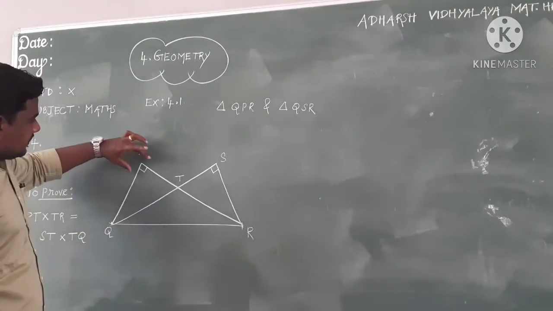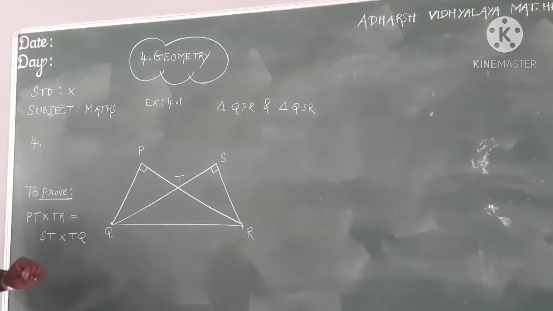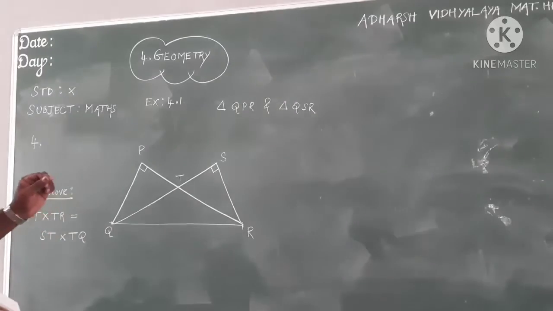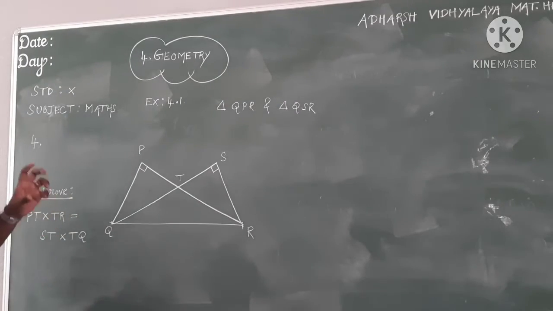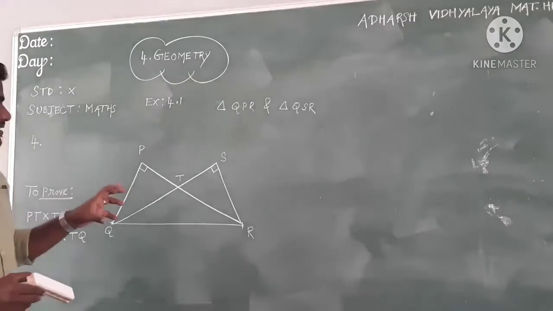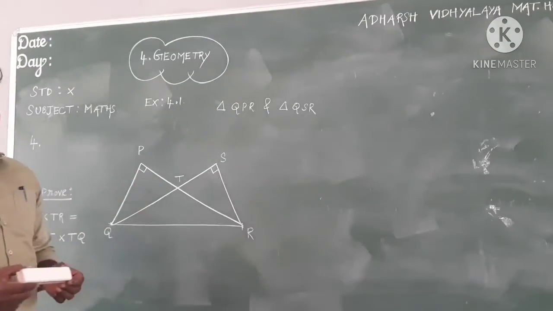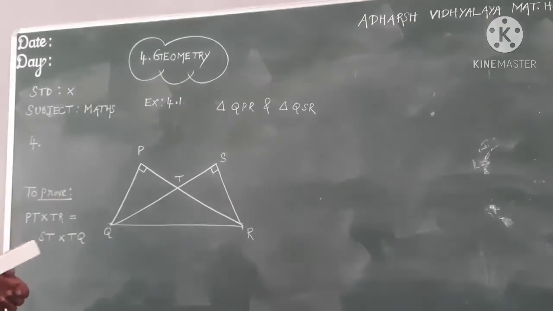Actually, here a right angle is given, so better we can use the Pythagoras theorem. It is the key to find the answer, or to prove the answer. So which concept can we apply here? You may have a doubt. A right angle is given, so better you take the Pythagoras theorem.